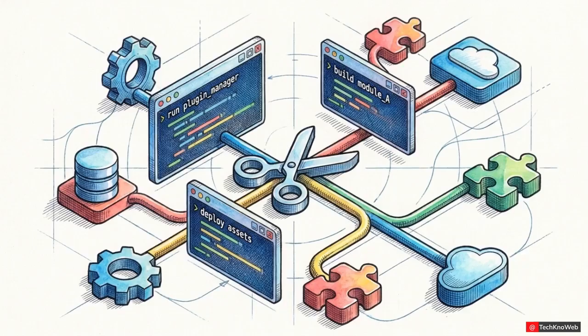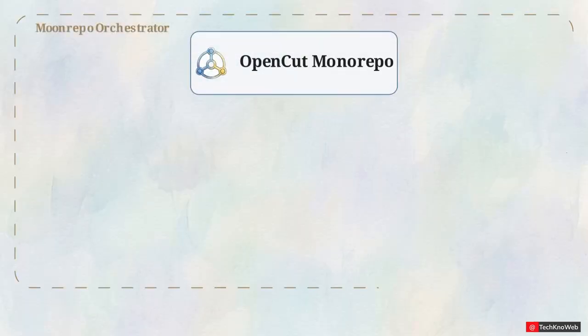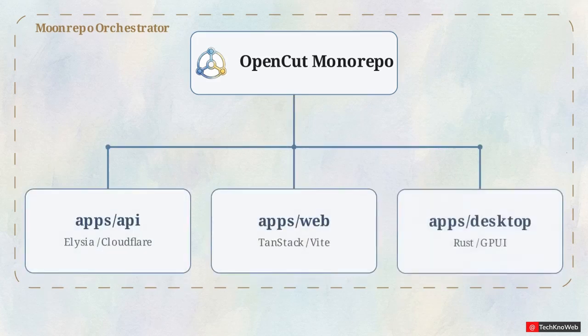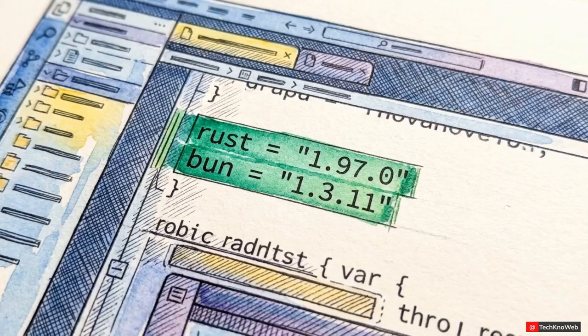By completely rebuilding the engine, OpenCut allows the editor to function as a programmable platform rather than a static web tool. This maps the new OpenCut monorepo. It uses moonrepo as an orchestrator to manage 3 distinct technology stacks in parallel: the API, the web client, and the desktop application. At the root level, the workspace is governed by a configuration file called .prototools. This file pins the exact toolchain versions.